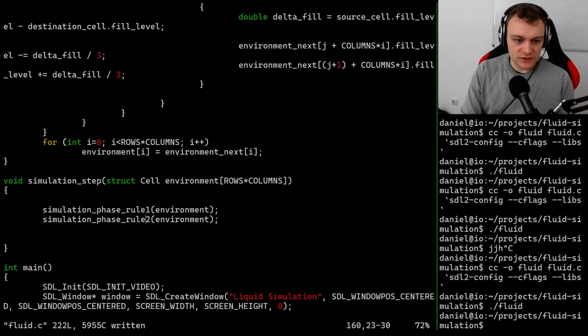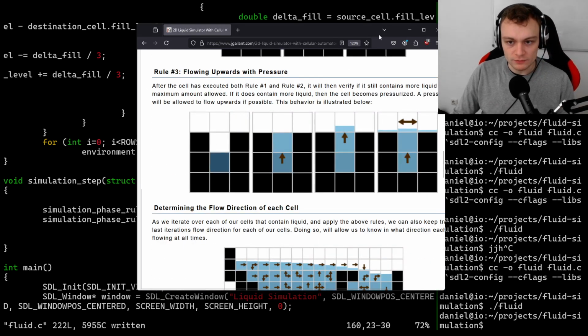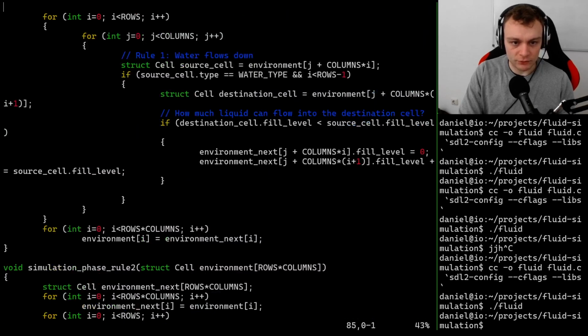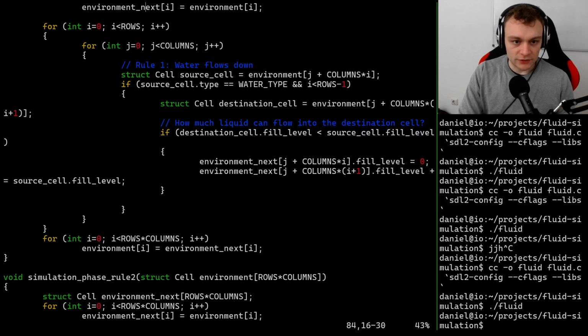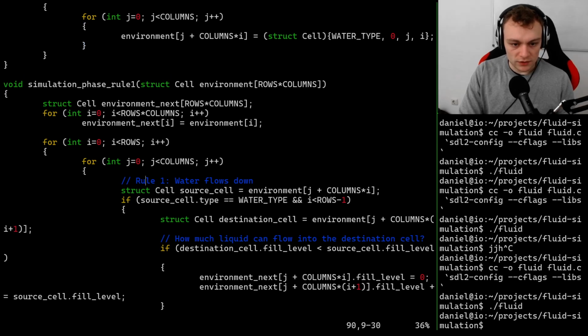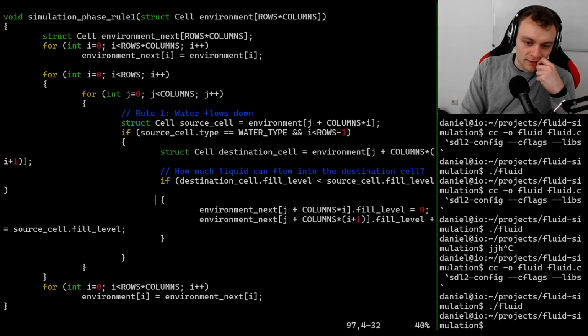Next step, what's the next step? We have, of course, another simulation phase to implement, which would be rule number 3. We can do that, but it's not a priority now. I would like to focus on getting simulation rule number 1 done properly, because in rule number 1, which is this rule right here, rule number 1 determines that water flows down. However, I don't really like the rule on how much water currently flows down.